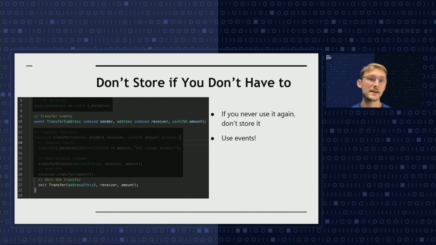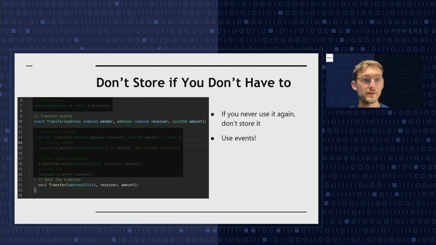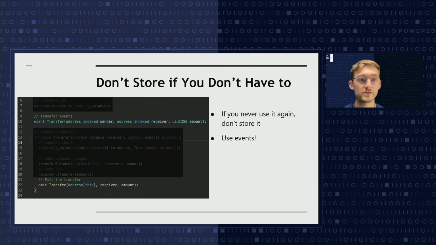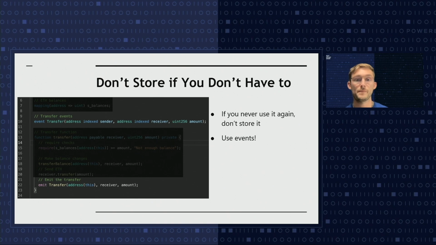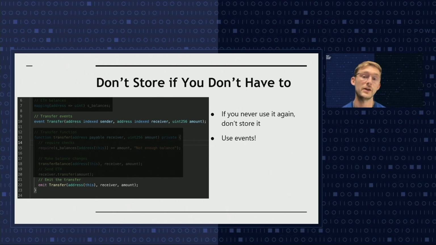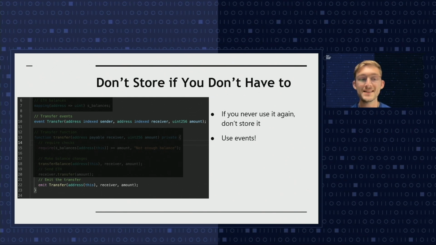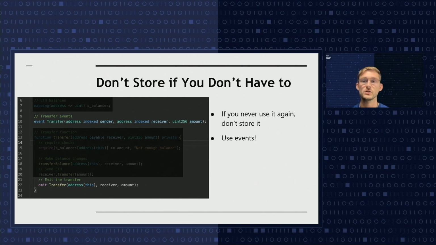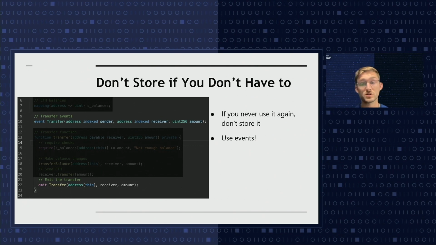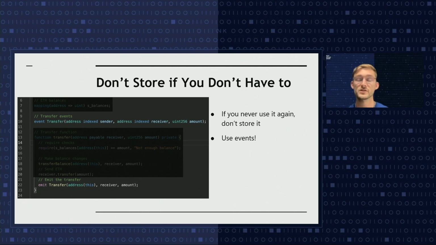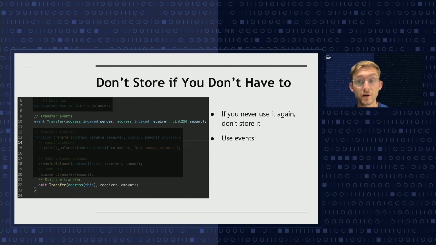So instead of the declaration of the mapping, we've got this event declaration at the top. And instead of sstoring another value to that storage slot, we are emitting a transfer event. So instead of using that storage slot, we've saved it. We've saved using that expensive opcode.